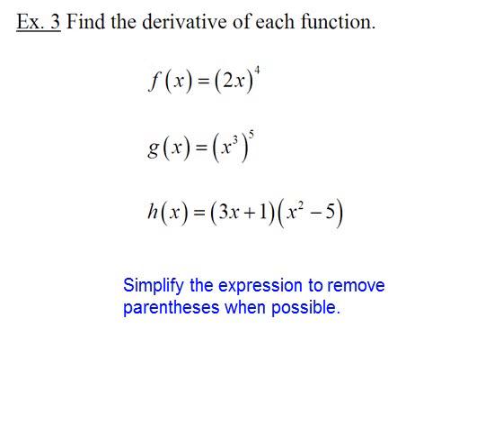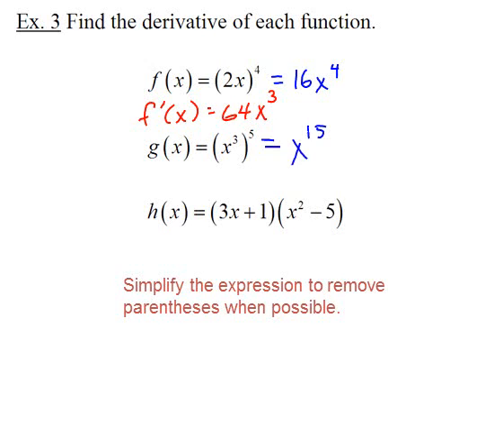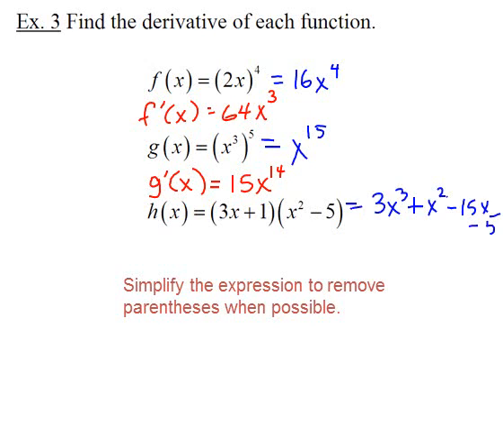In each of these, we need to simplify before finding the derivatives. 2x raised to the 4th power is 16x to the 4th, and its derivative is 64x to the 3rd. x to the 3rd raised to the 5th power is x to the 15th, and its derivative is 15x to the 14th. For h, multiply the binomials together, and then find the derivative.